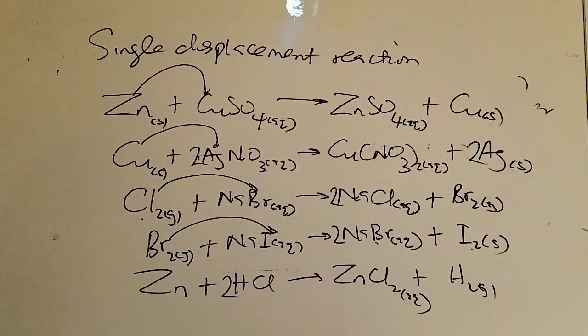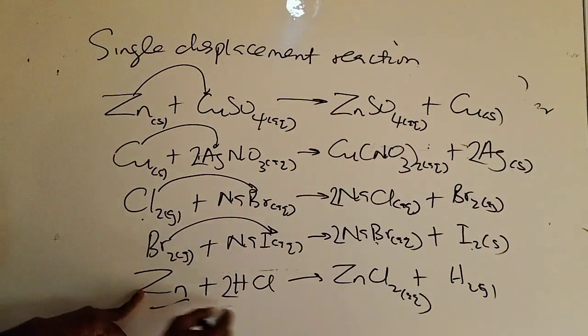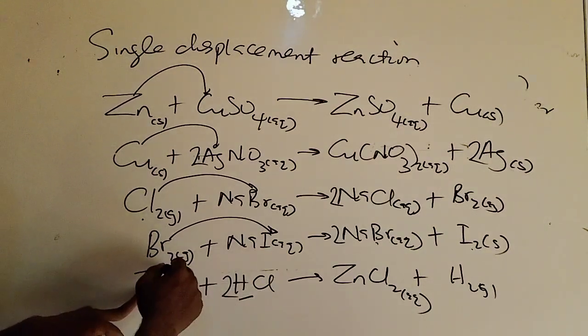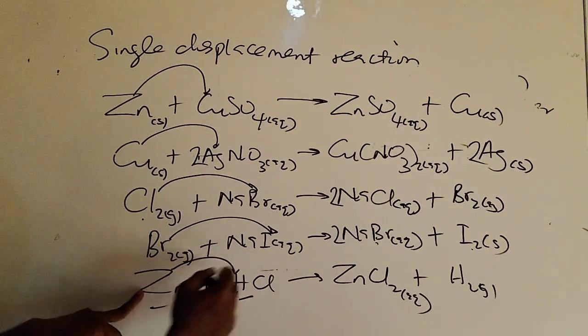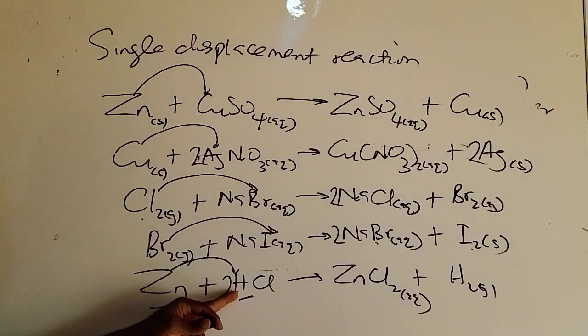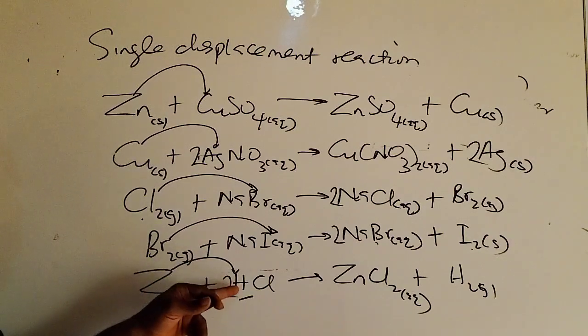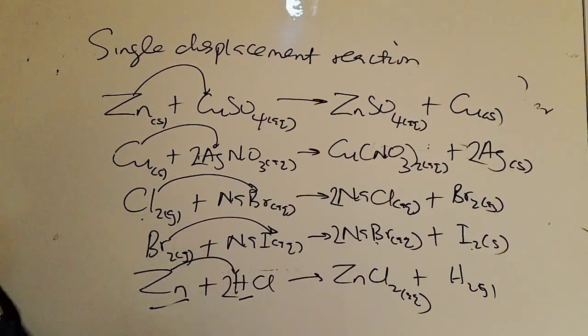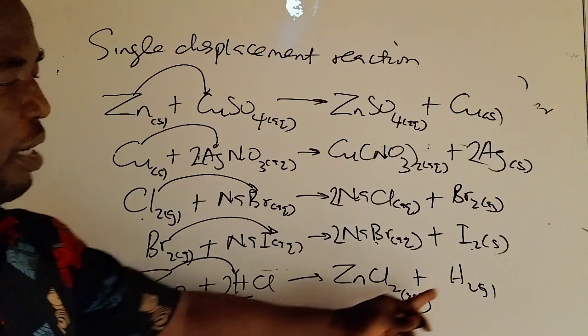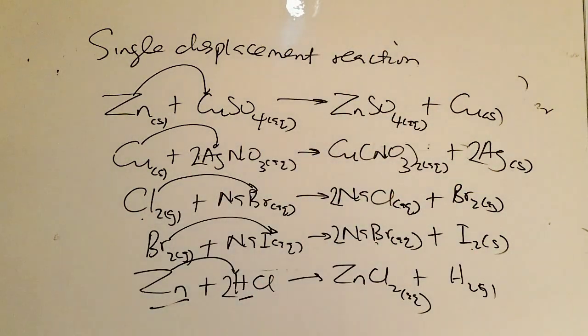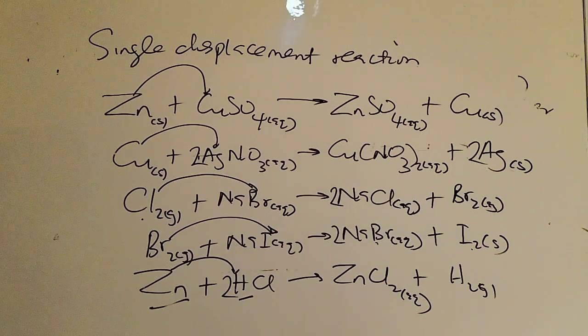In this other one, zinc is a metal, hydrogen is a non-metal, but zinc appears to have displaced a non-metal, which is hydrogen. Why? Because hydrogen has an electropositive character, like metals. So that is why zinc displaces the more electropositive one here, which is hydrogen, giving you hydrogen that now comes out as a gas. So these are examples of simple single displacement reactions which are feasible or which can take place.